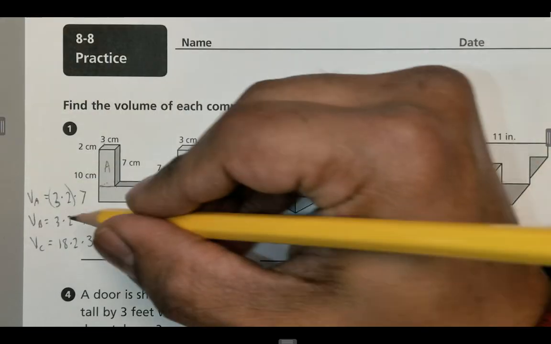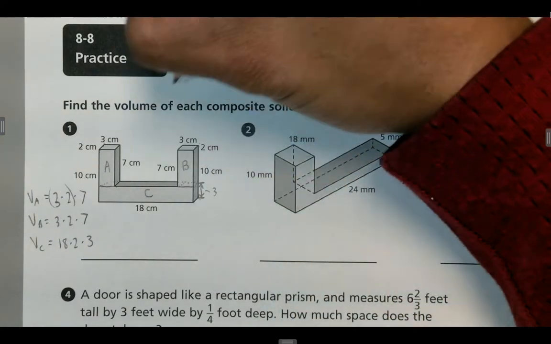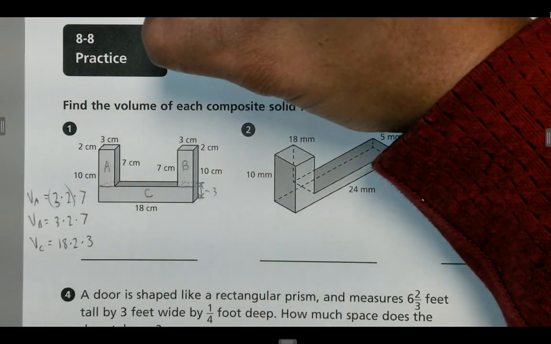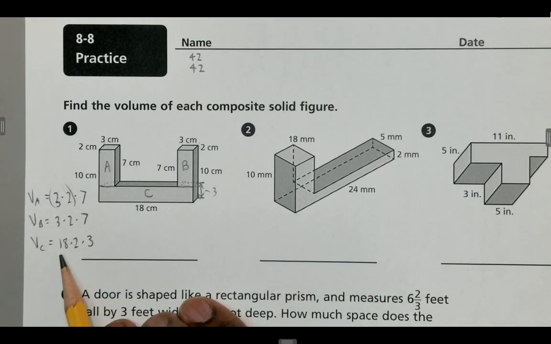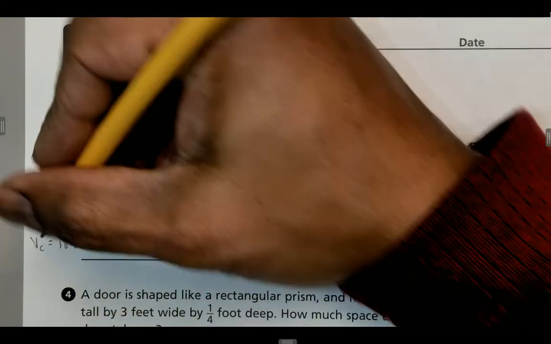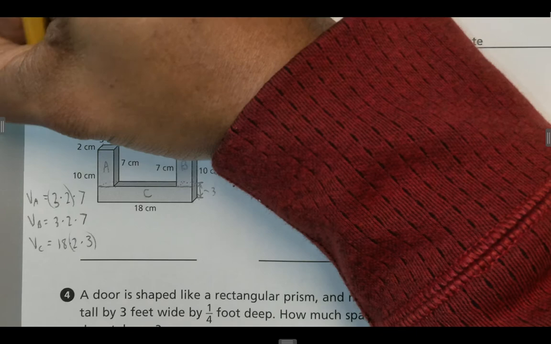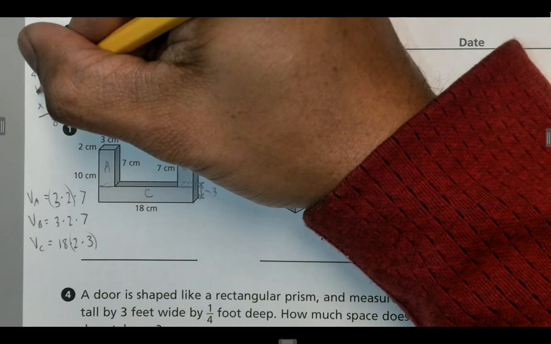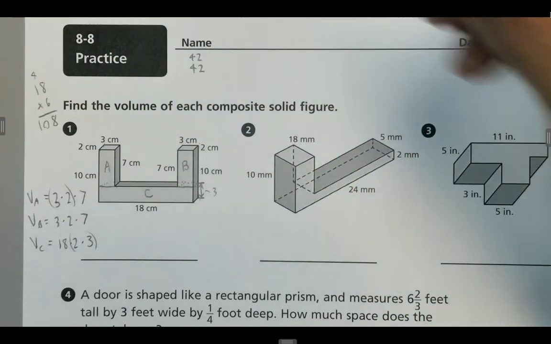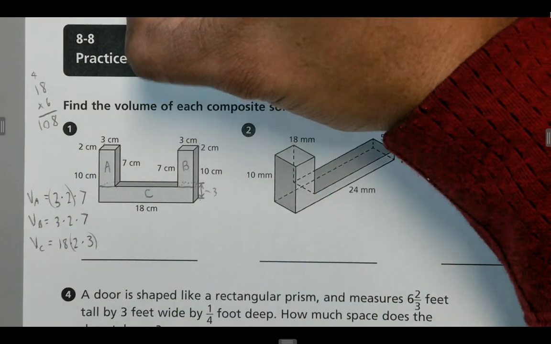Okay, so same thing is going to be true for B. I got 42 for section A. I got 42 for section B. The volume of C is going to be 18 times 2 times 3. I could do 2 times 3 is 6. 18 times 6, let me do a side calculation. 6 times 8 is 48. The 8 will come down, 4 gets carried. 6 times 1 is 6, plus the 4 is 10. So I get the volume of section C is 108.